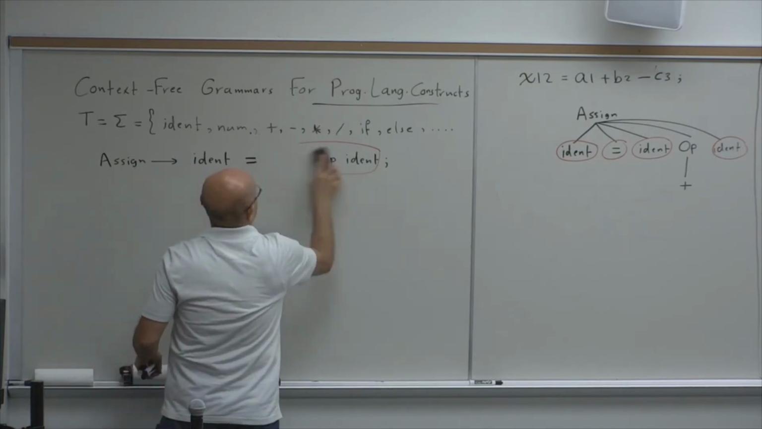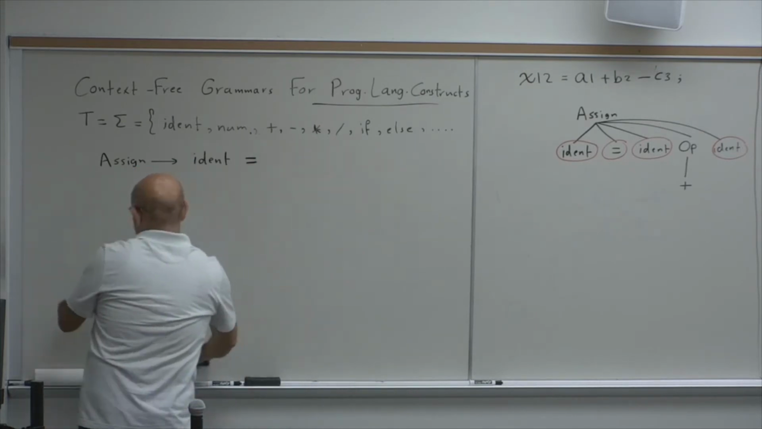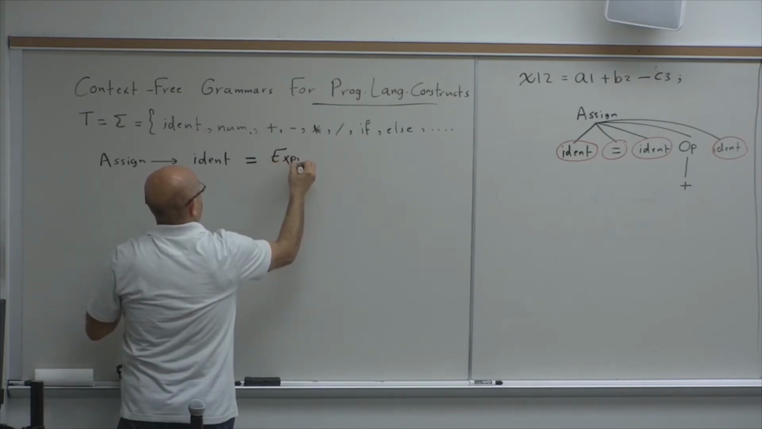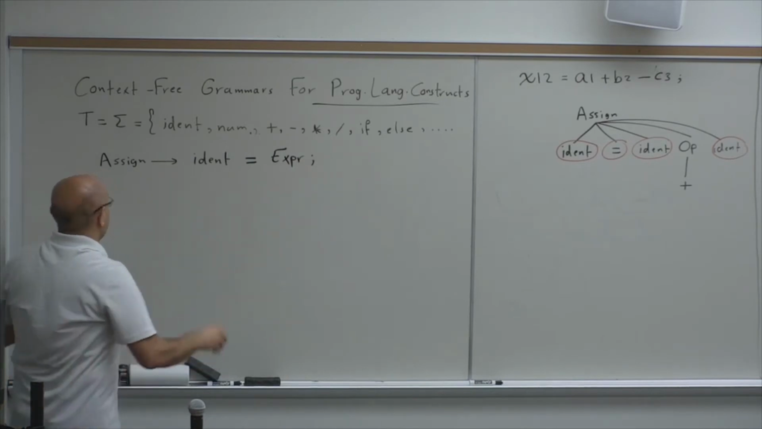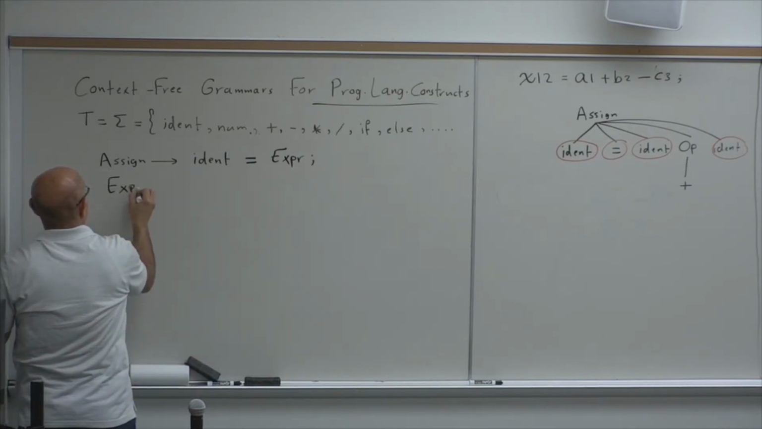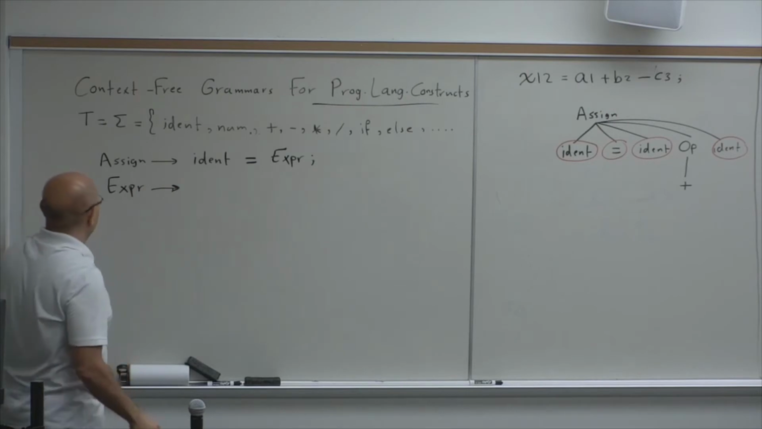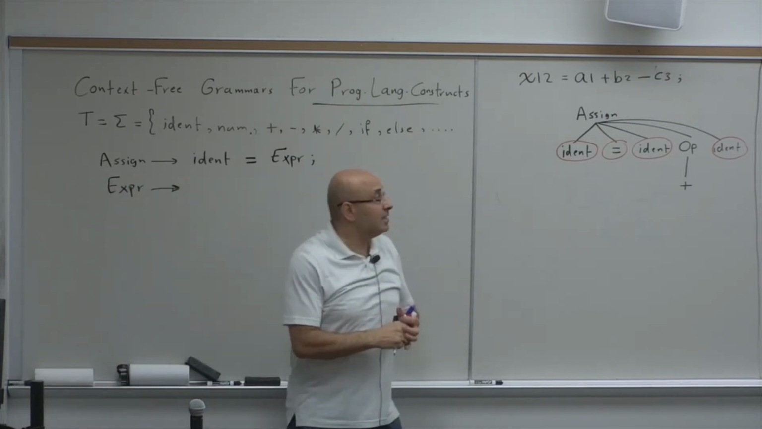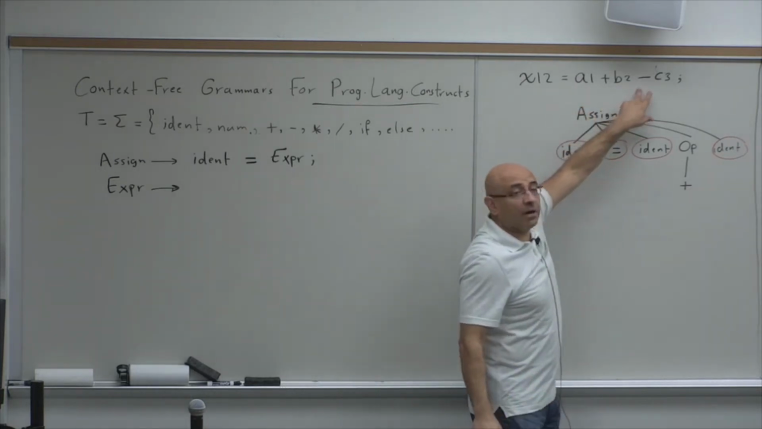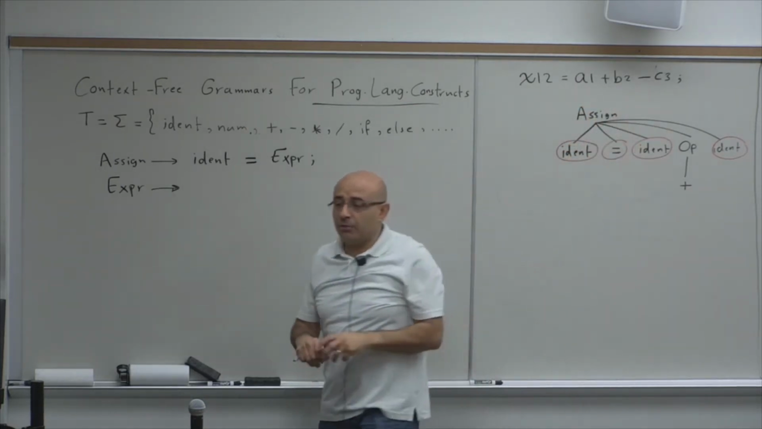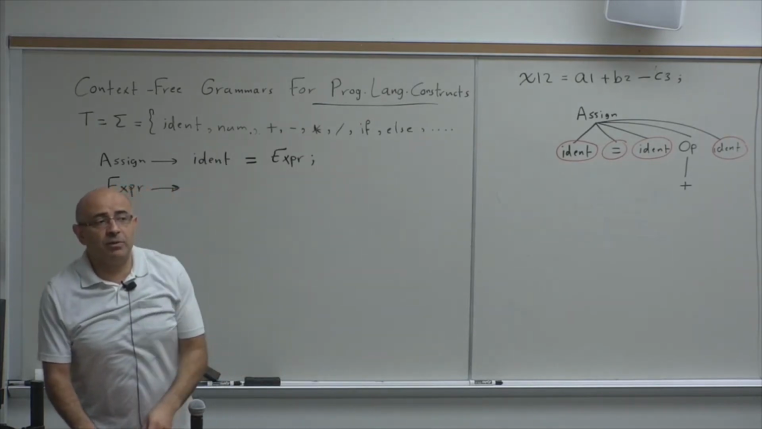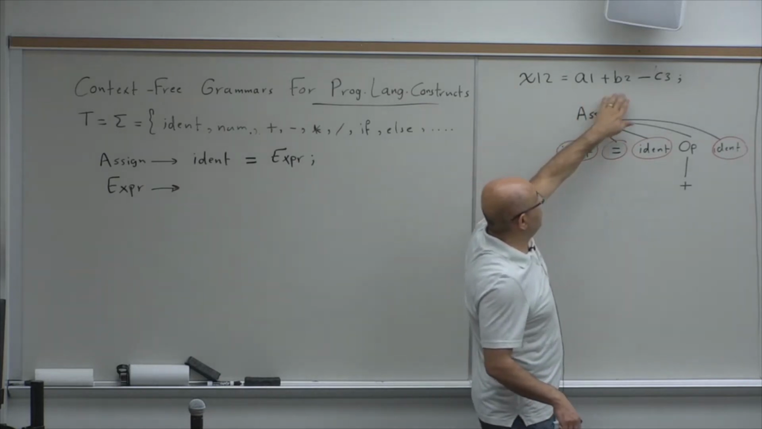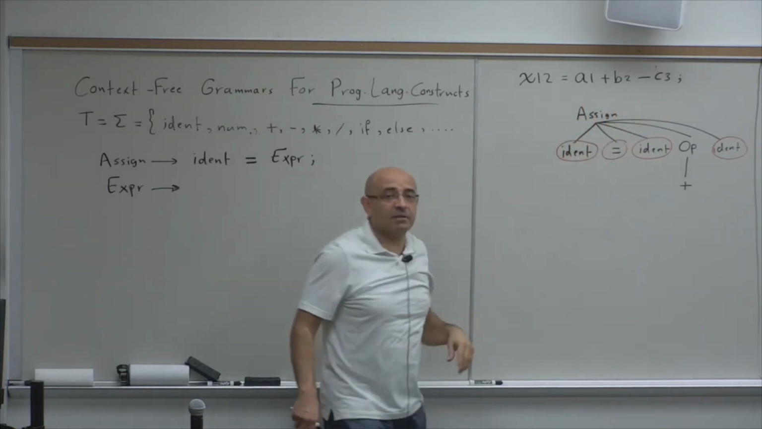So let's say, okay, in general, it's an identifier equals an expression. And then our expression. Now, how do you think we can define an expression in a way that will accept an arbitrary number of operations? How do you think we can define the expression? What do we need to use in order to define an expression such that we have an unlimited number of operations in an expression?